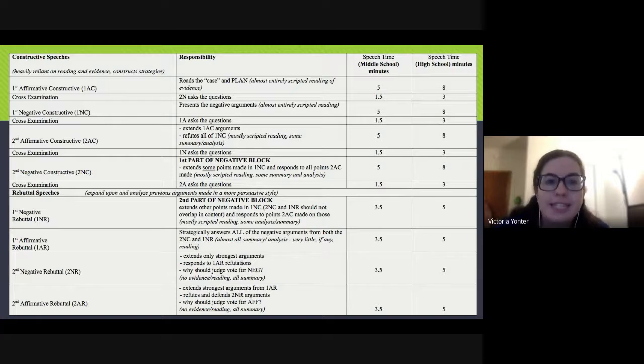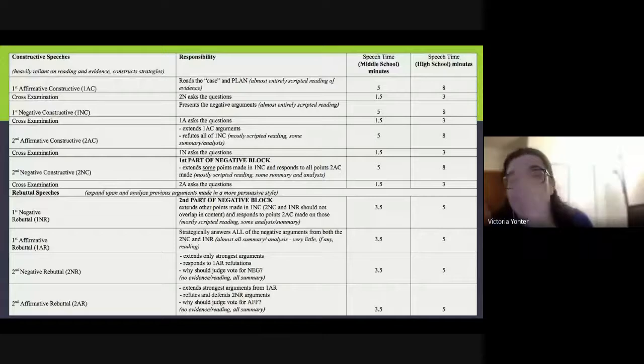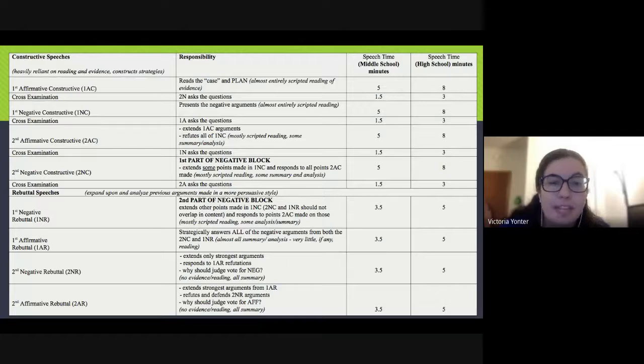And so the 2AC extends the arguments made in the 1AC. You have to keep extending throughout the debate round, remind the judge what your case is and what you said, and explain how the affirmative happens, its terms and its solvency and all of those things. And it refutes the 1NC. Most of this is still scripted and a lot of evidence, but a lot of it starts becoming summary and analysis. Then in cross-examination, the 1N asks, because again, the 2N is waiting for the 2NC.